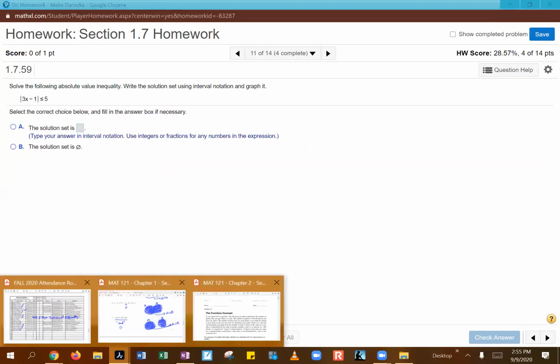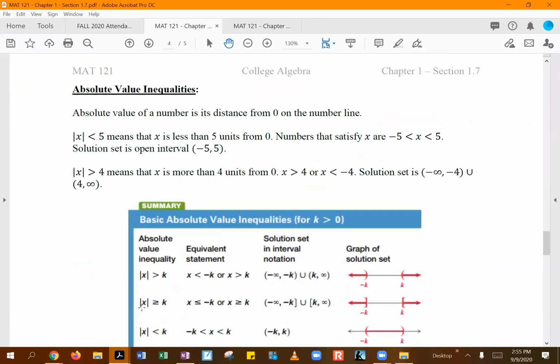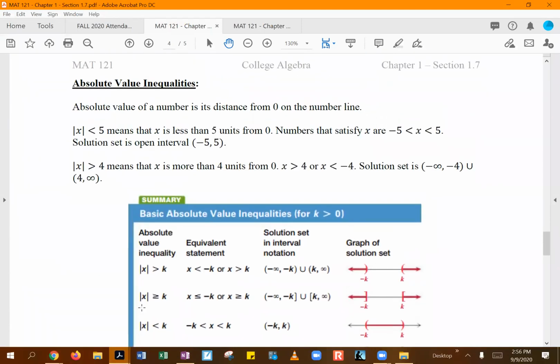So let's get into our handout. So, when we're talking about absolute value inequalities, you're still using the same definition for an absolute value, which means you're looking for the distance from 0 for an absolute value number. So when we are looking at these inequalities and we say absolute value of x is less than 5, basically that means we're looking for a number whose distance will be less than 5 from 0.